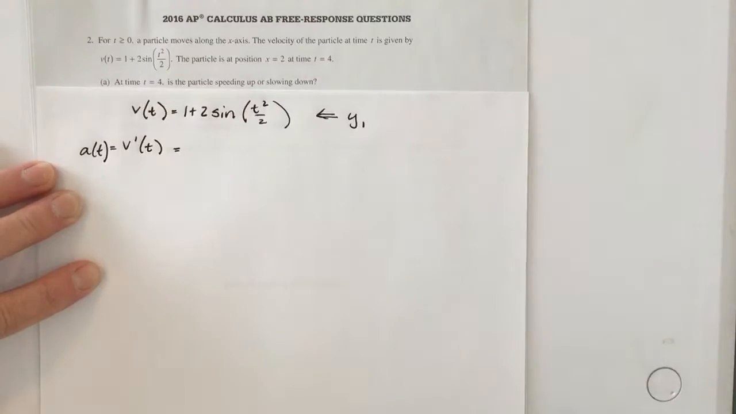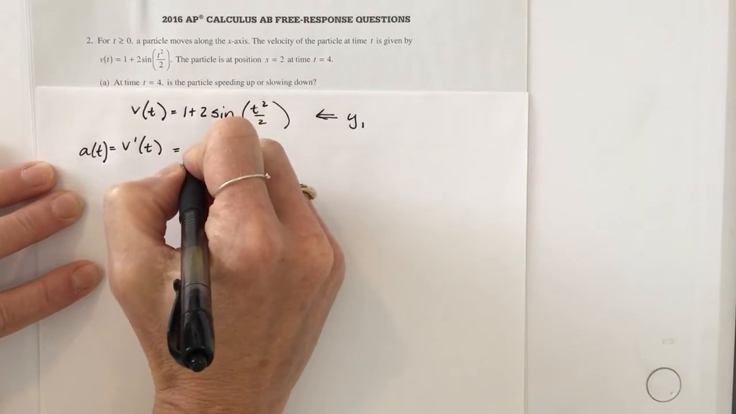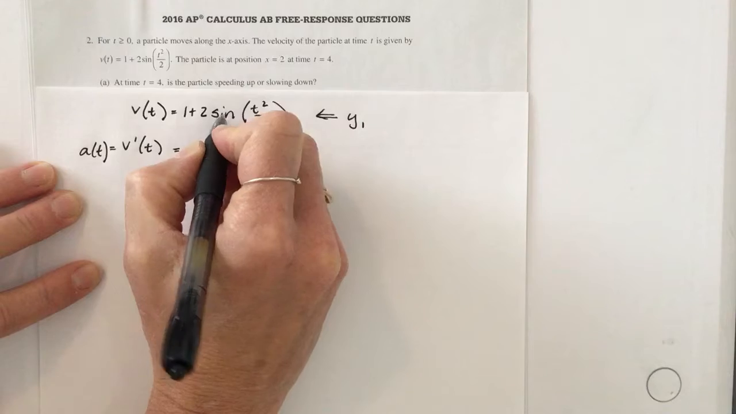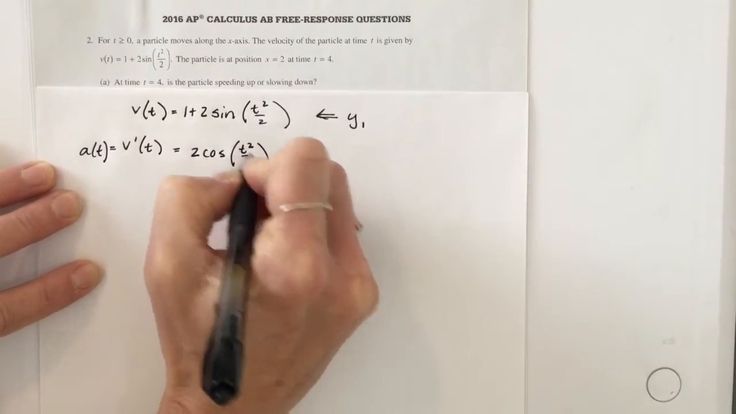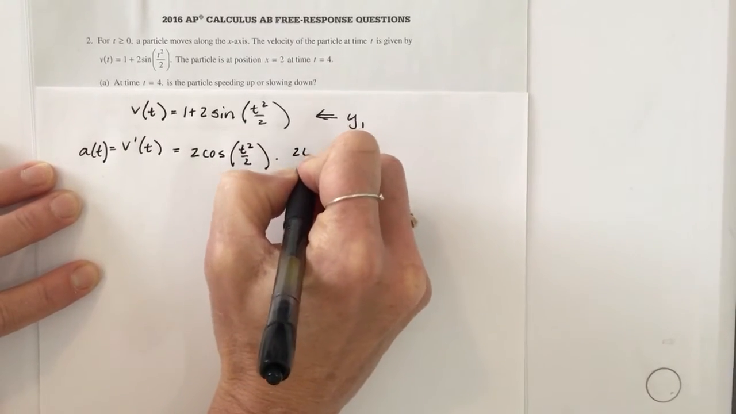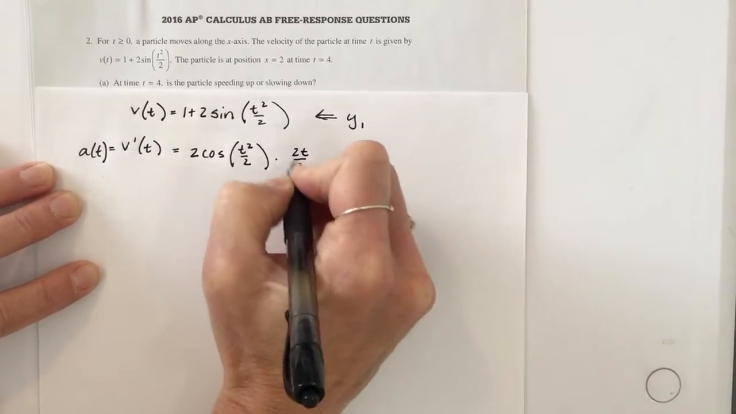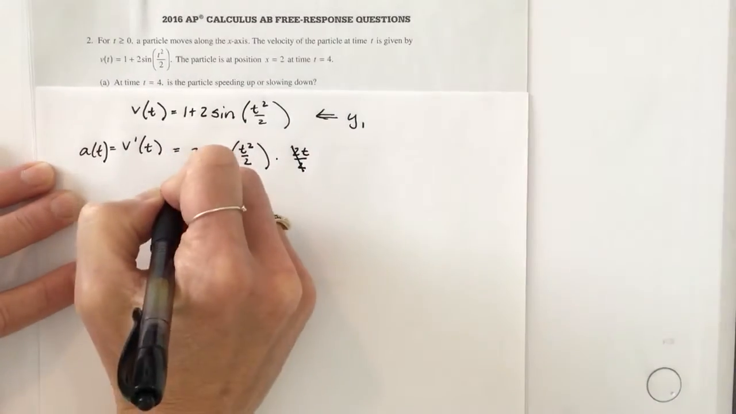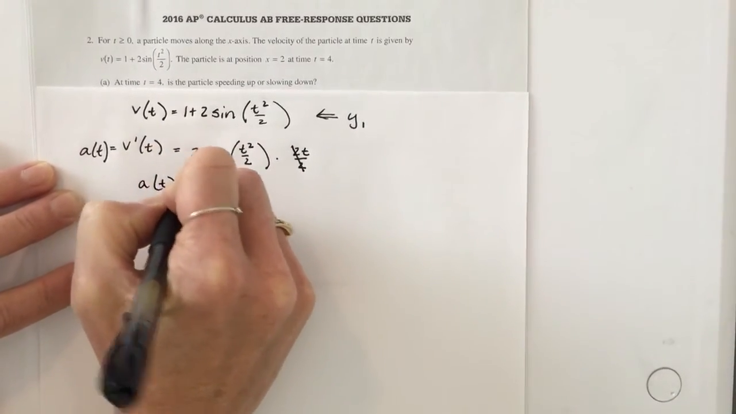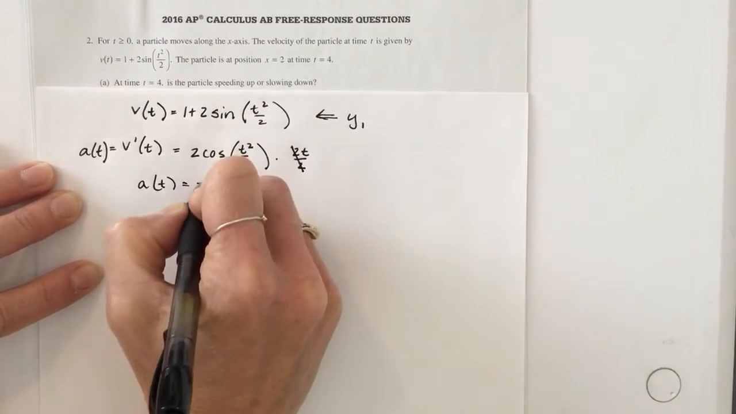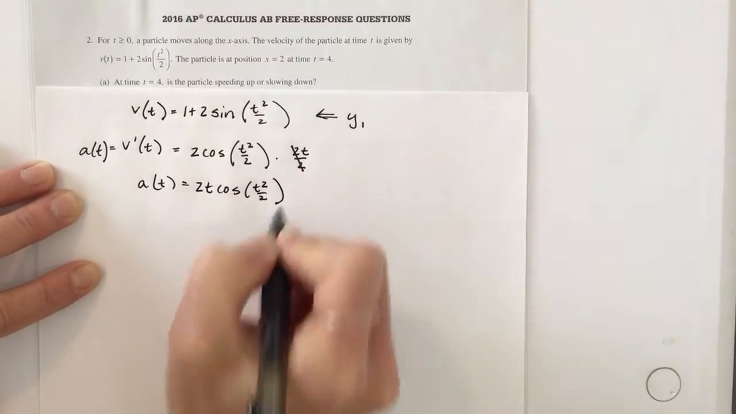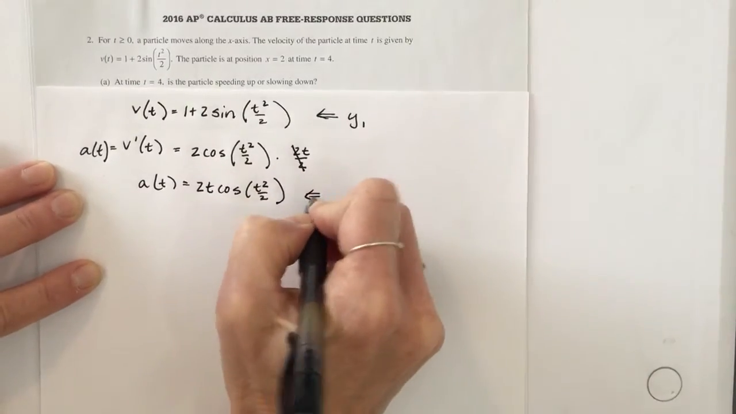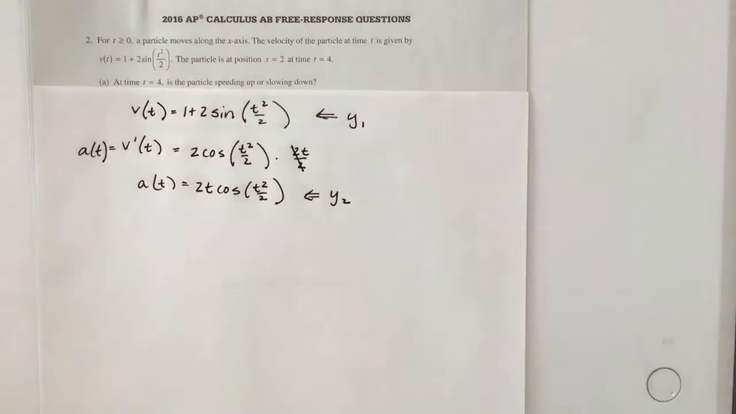Derivative of 1, that goes away. My 2 goes along for the ride. Take the derivative of sine, I get cosine. Keep the inside, and then the derivative of the inside is 2t over 2, and those go away. So now we've got a of t equal to 2t cosine of t squared over 2, if I did that correctly. And that's going to be my y2. And then I can just look and see for speeding up and slowing down.